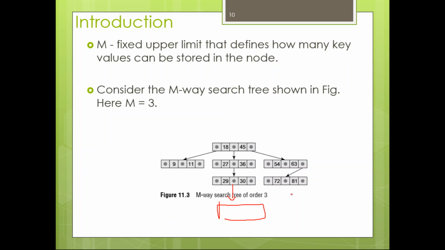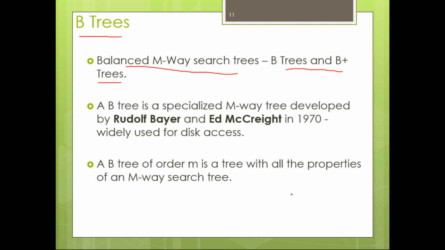It is something like a binary search tree. Okay, a binary search tree is not balanced, right? It depends on the way in which you insert the data. Depending on the way in which the data are getting inserted, it may be either balanced or imbalanced. Okay, but if you take an AVL tree or a red black tree, it will be balanced. Similarly, B trees and B plus trees are balanced M-way search trees. Okay, please remember, B trees and B plus trees are balanced M-way search trees. Okay, right.